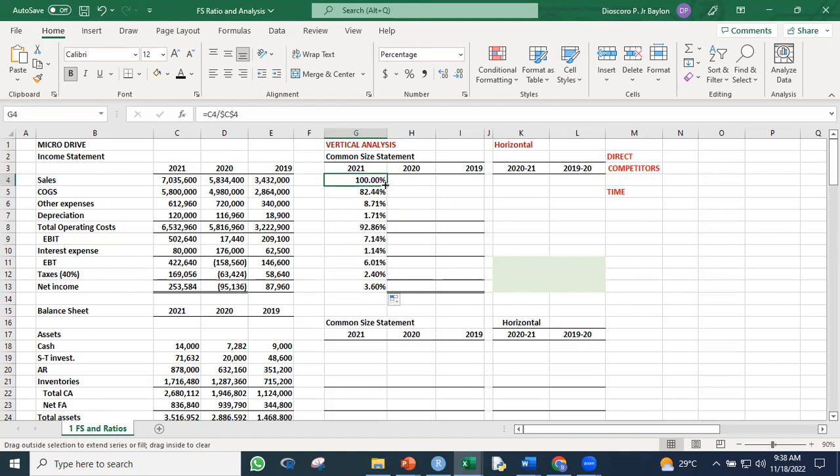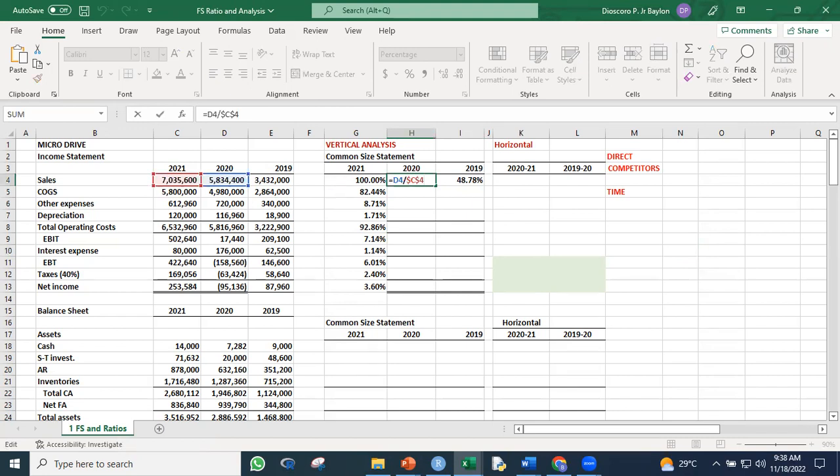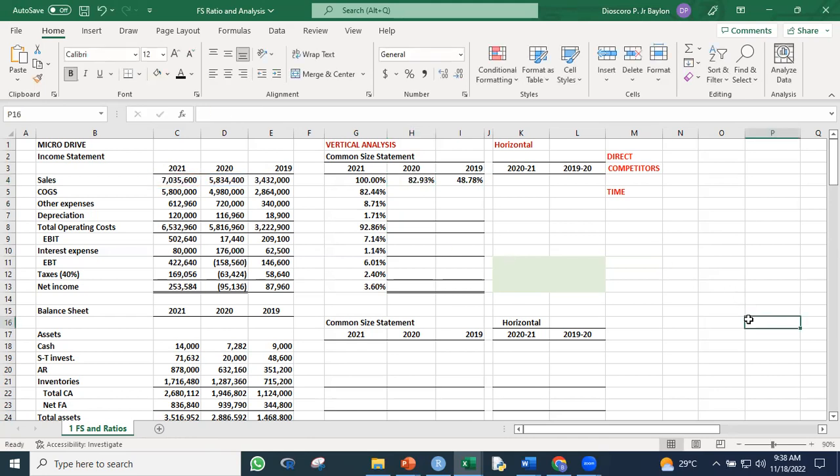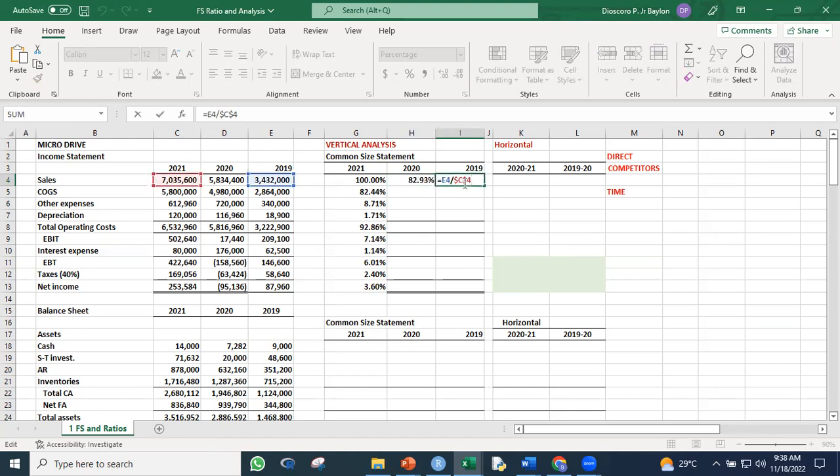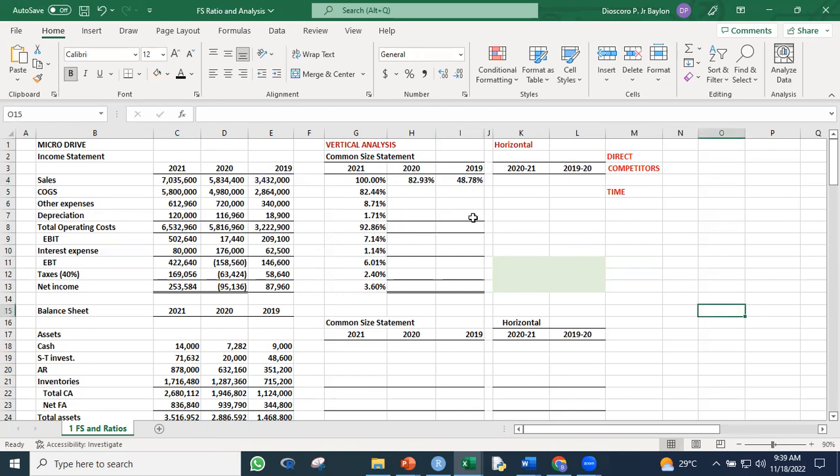However, when I copy this to the right, what happened? You now have the sales of 2020 divided by the sales of 2021, which is not the correct one. This should be 100% also. Because for 2020, all the figures should be benchmarked or divided by the sales of 2020. Also here, this is not right anymore because your sales of 2019 is being divided by the sales of 2021. For 2019, everything should be divided by the sales of 2019.